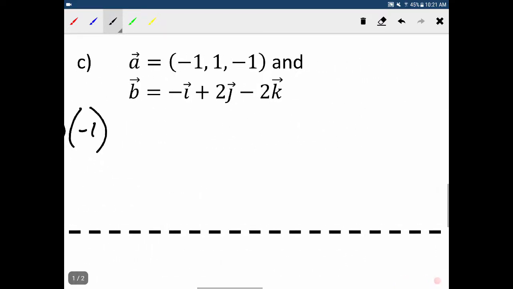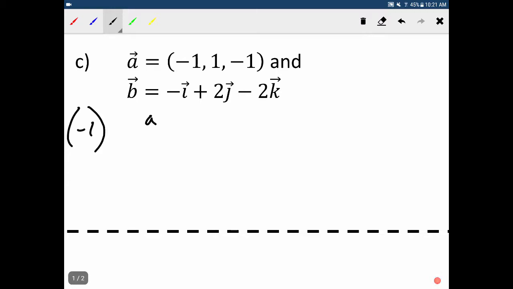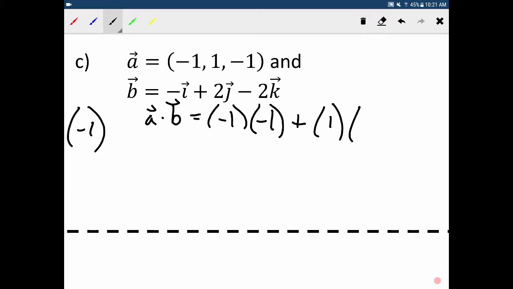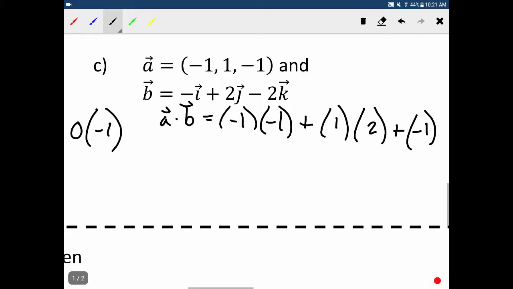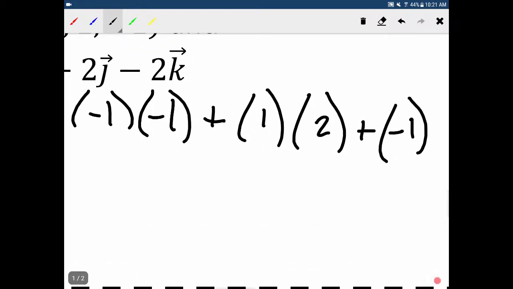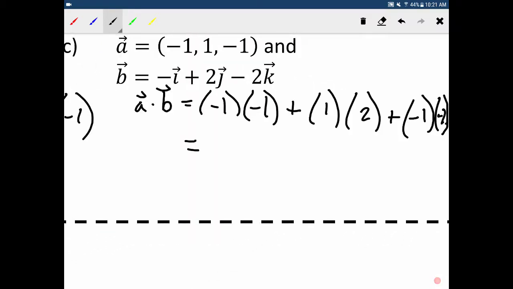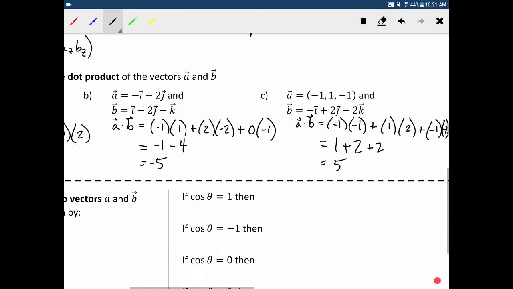And then finally, I tried to throw you a curveball here and do them in different notations, and it doesn't make a difference. Okay, so you just have your negative 1 times negative 1, and then we've got plus 1 times 2 plus negative 1, oh, I ran out of room, times negative 2. There we go. Piece of cake. All right, so we're left with 1 plus 2 plus 2, which is 5. Okay, and there we go. All right.